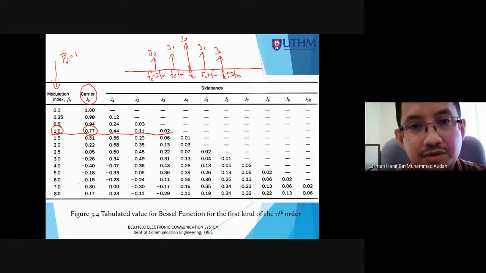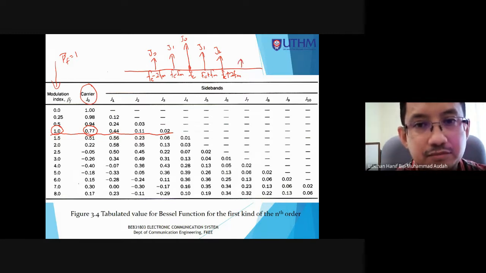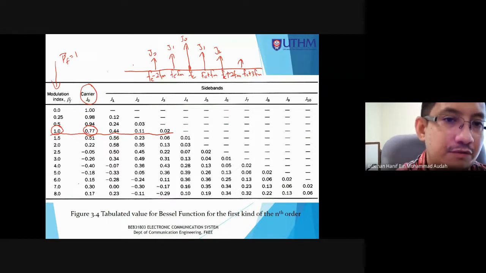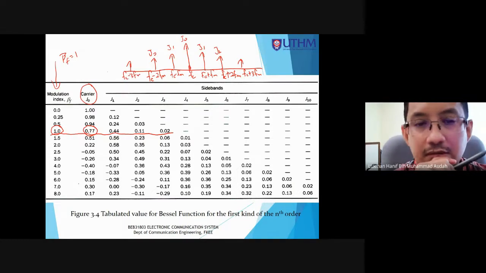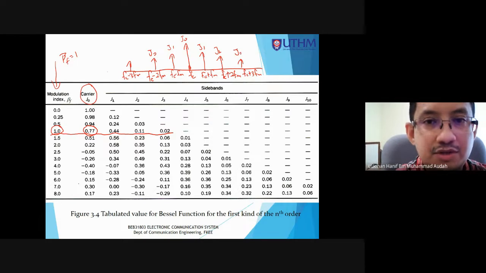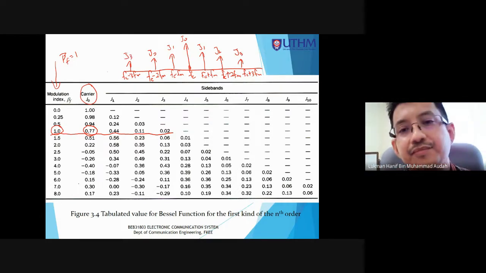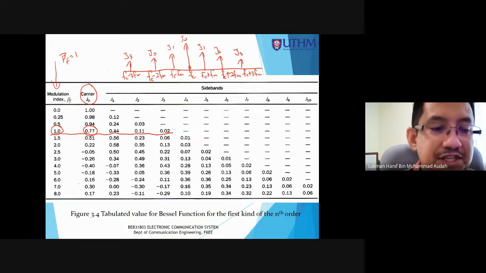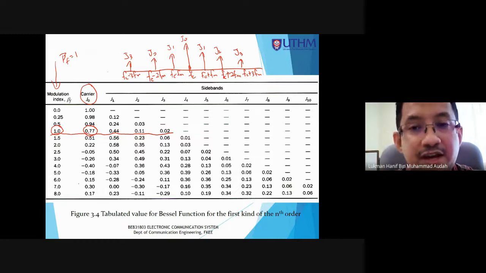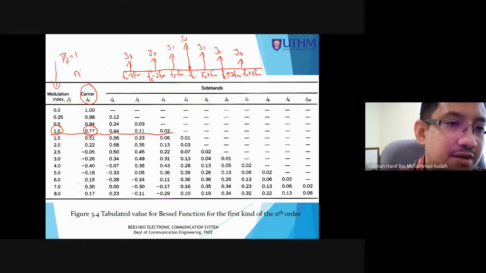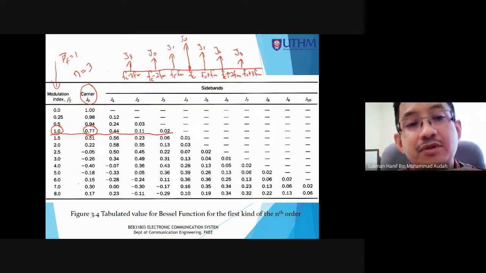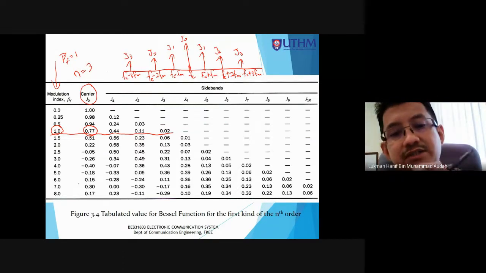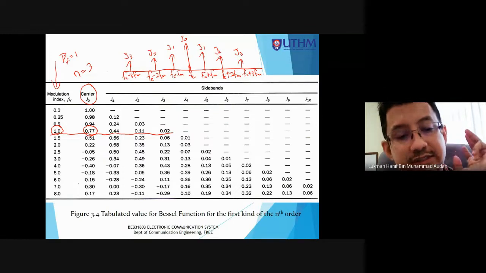And then I have the third one, located at FC plus 3FM. Over here also located at FC minus 3FM. Okay, and the relative amplitude is J3. So from here, the number of significant sidebands, if you remember we learned about the n parameter, is equal to 3. That means we have 3 pairs of sidebands.